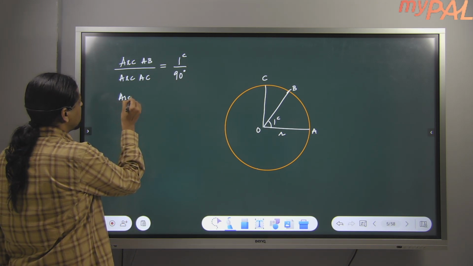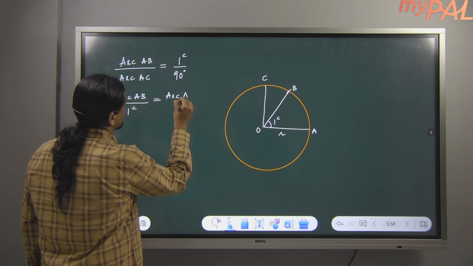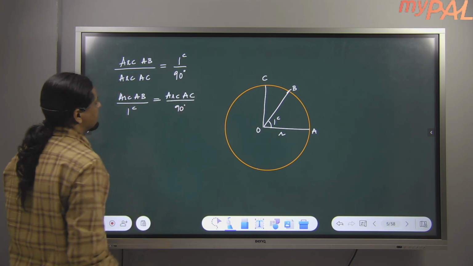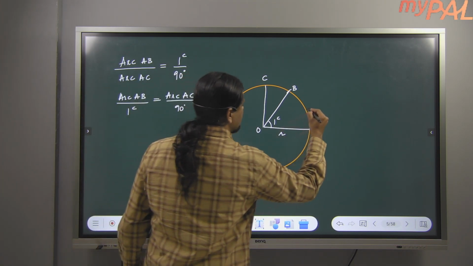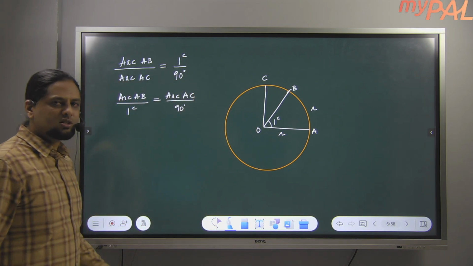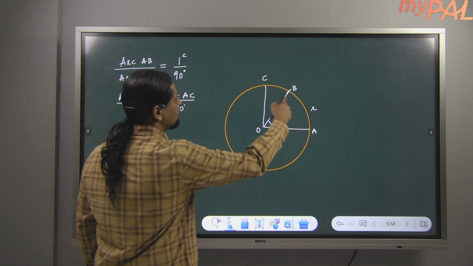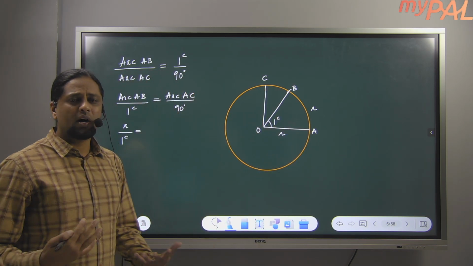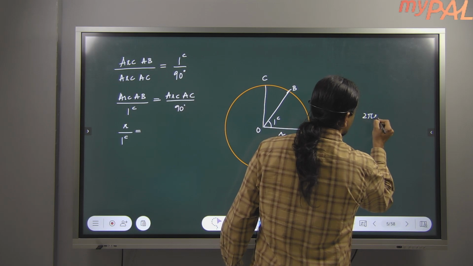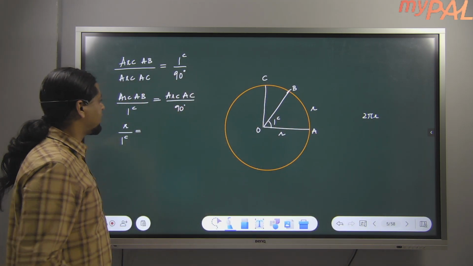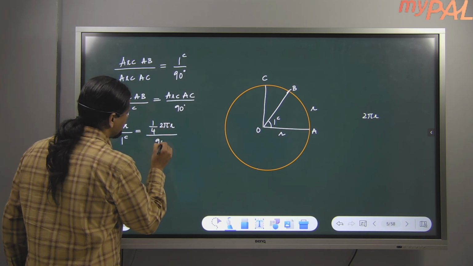Now arc AB by 1 radian can be written like this, equal to arc AC by 90 degrees. Clear? Now, arc AB is nothing but the length of arc AB, which is the radius of the circle. So this is r divided by 1 radian. And what about the length of arc AC? Arc AC is nothing but 1/4 of a circle. What is the circumference of a circle? 2 pi r. So the arc length of AC is just 1/4 of 2 pi r, whole divided by 90 degrees.